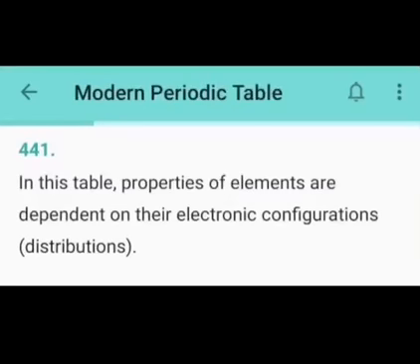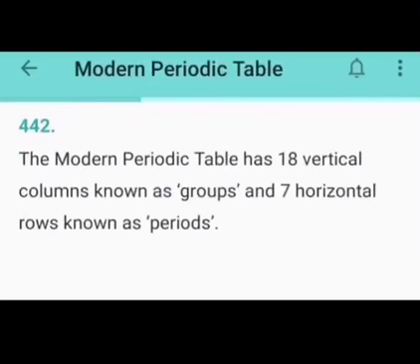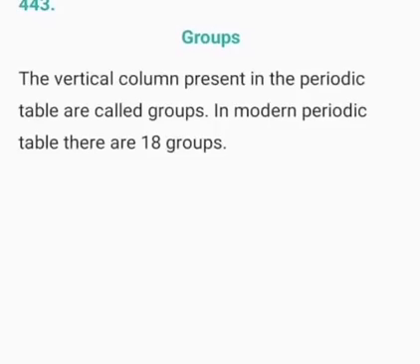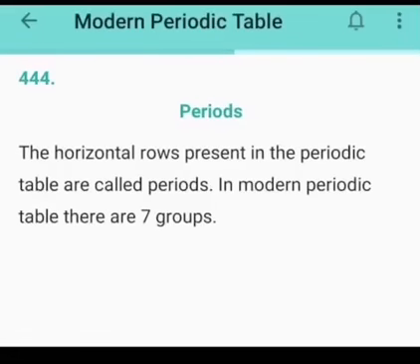In this table, properties of the elements are dependent on the electronic configuration, that is, electronic distribution. The modern periodic table has 18 vertical columns known as groups and 7 horizontal rows known as periods. The vertical columns are called groups, and there are 18 groups. The horizontal rows are called periods, and there are 7 periods.